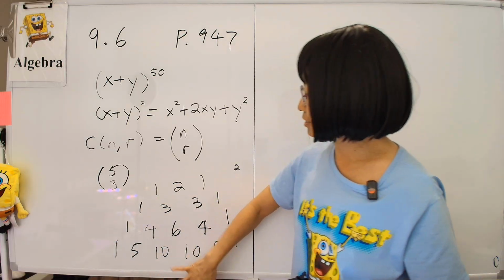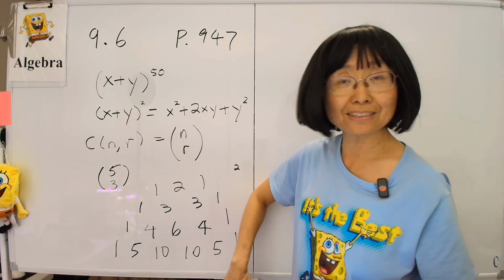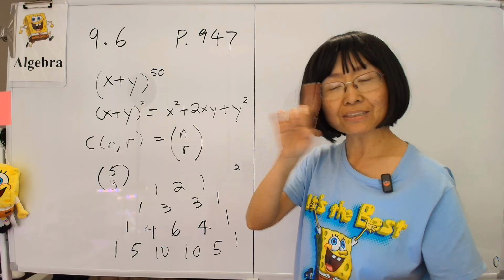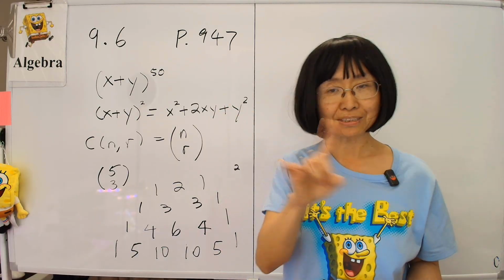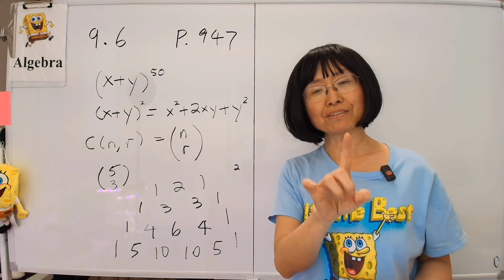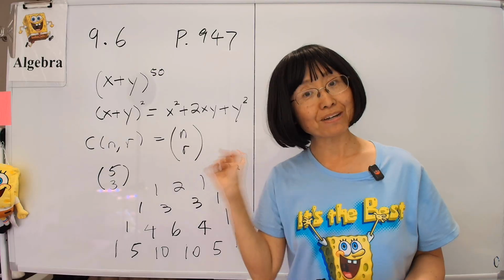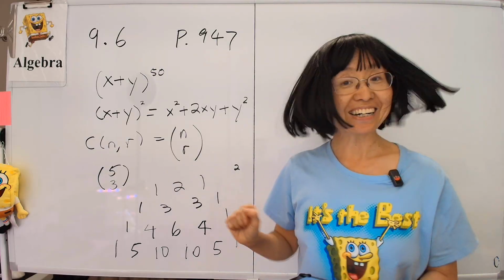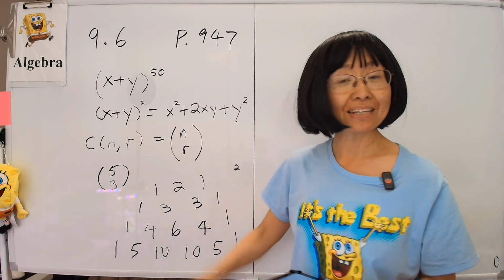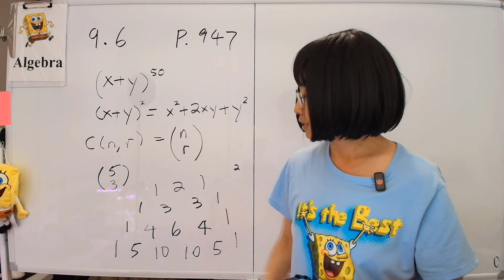I have all this. I can really say this in my sleep. Okay, I can show you right now. It's 1, 2, 1, 1, 3, 3, 1, 1, 4, 6, 4, 1, 1, 5, 10, 10, 5, 1. See, and yep, I got it right. So I recommend that you memorize this thing as well.